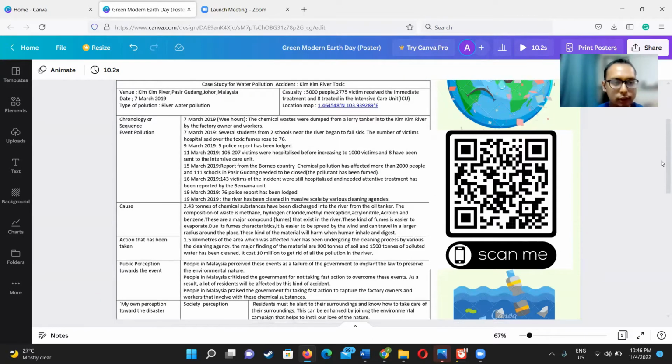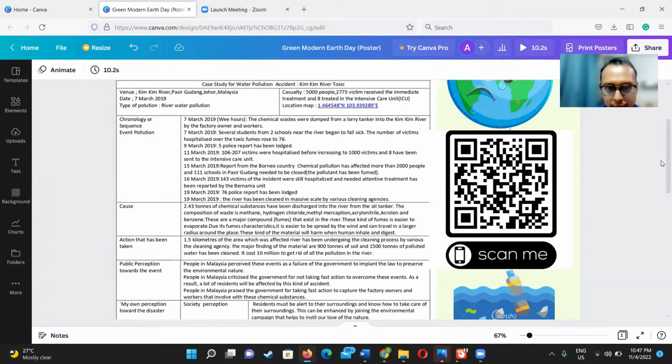So the chronology, or sequence of events of the pollution: on 7 March 2019, the chemical waste was dumped from lorry tankers into the Kim Kim River by the factory owners and workers. At the same time, several students from 2 schools near the river began to fall sick. The number of victims exposed to the toxic fumes rose to 76. On 9 March 2019, five police reports were launched. On 11 March, 106 until 2007.